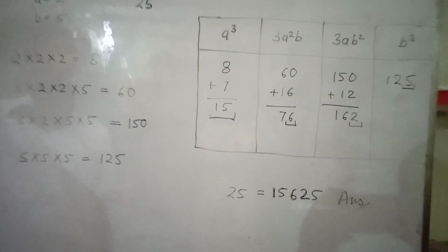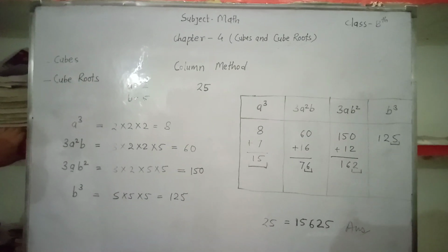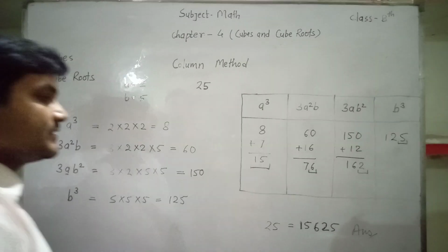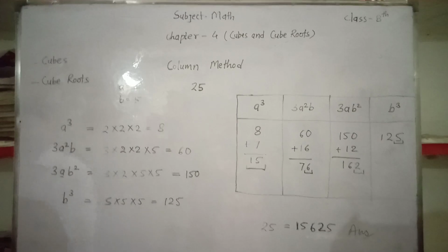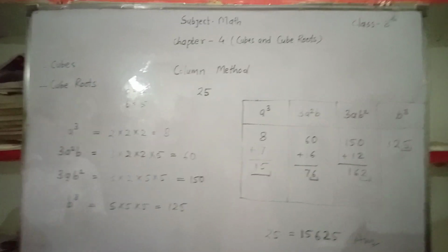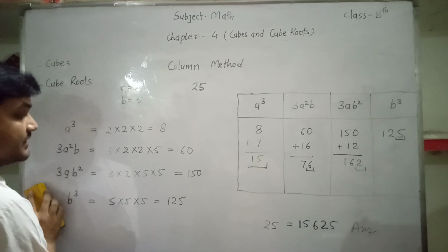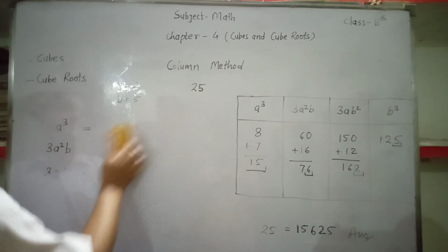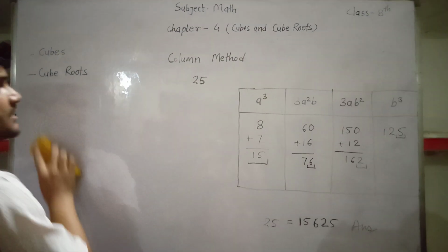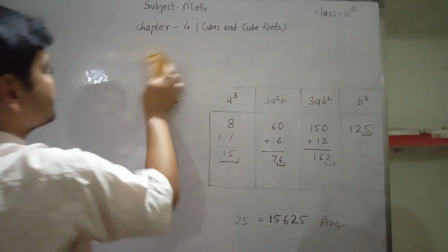So that's the column method for finding the cubes of a number. I hope you all understand properly how we can calculate the cubes of a number by using the column method. Now we will discuss the cube roots of a number. How can we find the cube roots of a number?